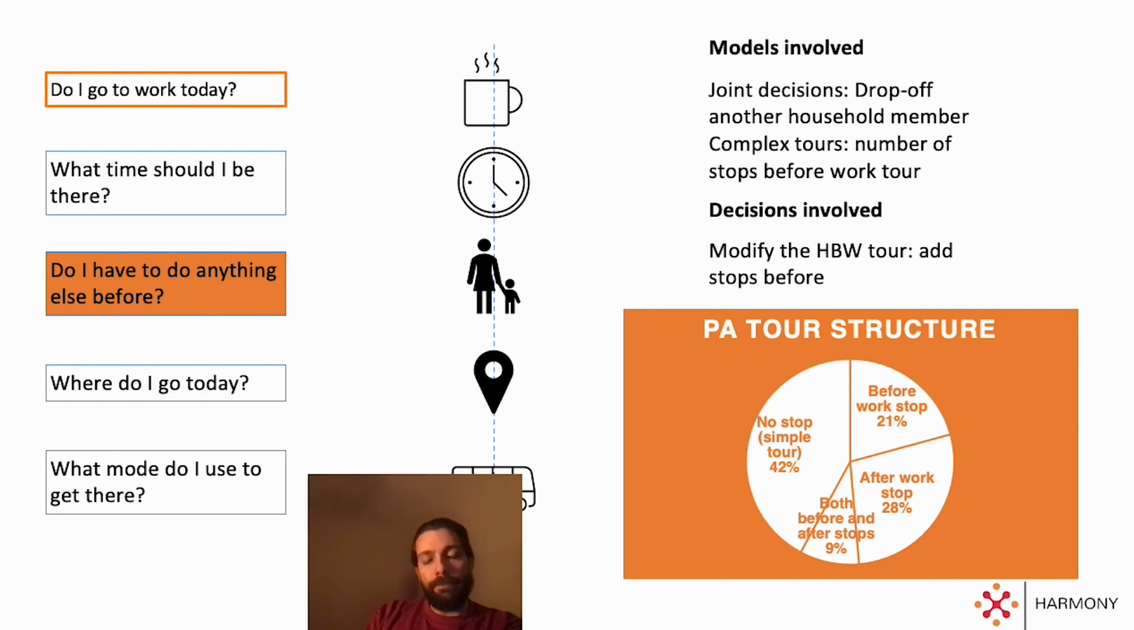The actual outcome of the surveys for both Turin and Oxfordshire indicates that most of the tours are simple tours, 42%, but of course 21% of the tours have a before-work stop, 28% of the tours have an after-work stop, and then we have both before and after in 9% of the tours. Of course, this is an indication that we cannot have a realistic model if we just model simple tours. So we should include the different before and after stops in the tour structure, and we should accommodate the development of models which do this.